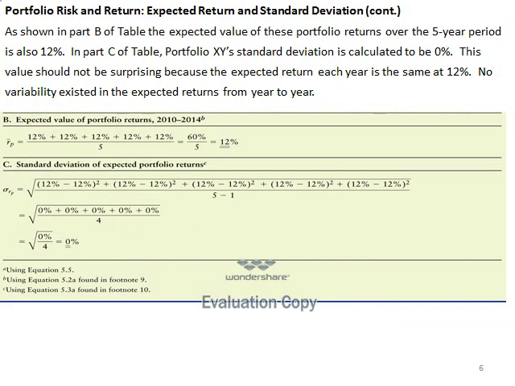As shown in part B of the table, the expected value of these portfolio returns over the 5 year period is also 12%. In part C of the table, portfolio XY's standard deviation is calculated to be 0% as well. This value shouldn't be surprising because the expected return each year is the same, 12%. So there is no variability in the expected returns from year to year. If we look here, we will find that the standard deviation of this portfolio is 0.